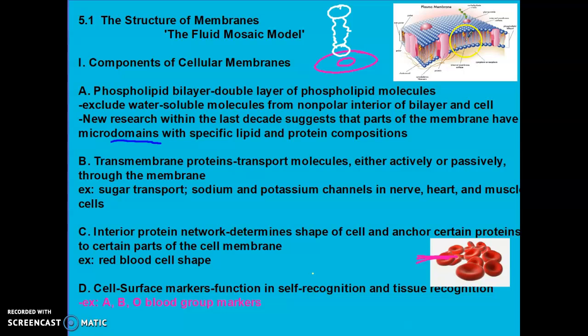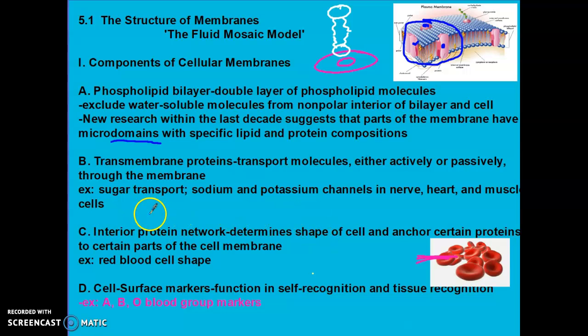But with these microdomains, there might be, say, a little grouping here that always stays together, and this one might have a little connection to each other where they somehow stay in that domain together. And that might be important to the cell membrane function, depending upon what the jobs are of those particular embedded molecules and structures. Transmembrane proteins transport molecules either actively or passively through the membrane.